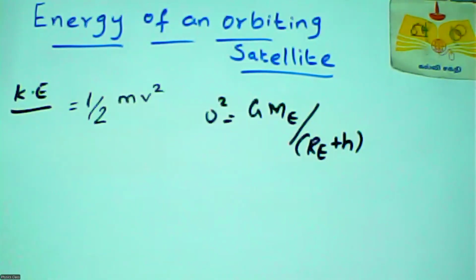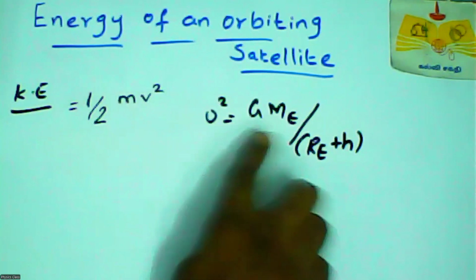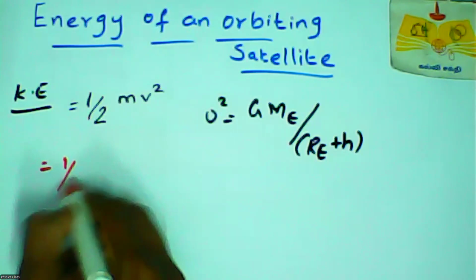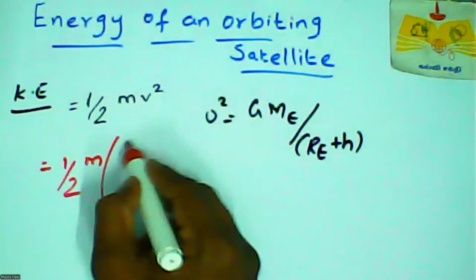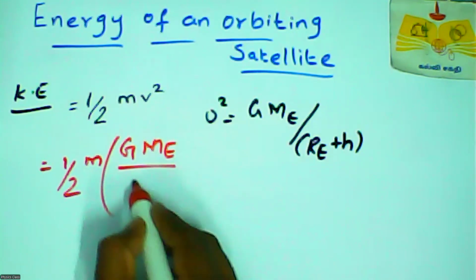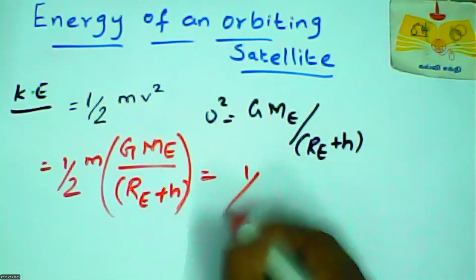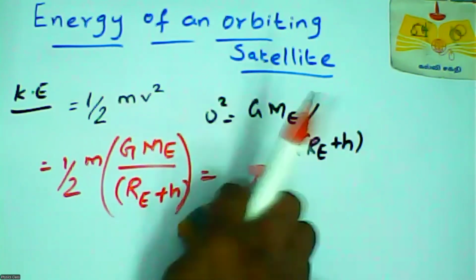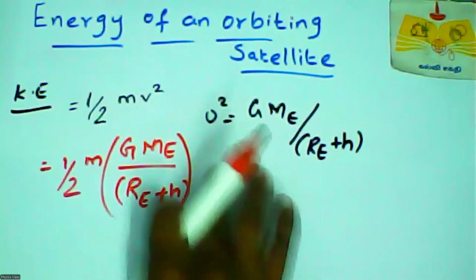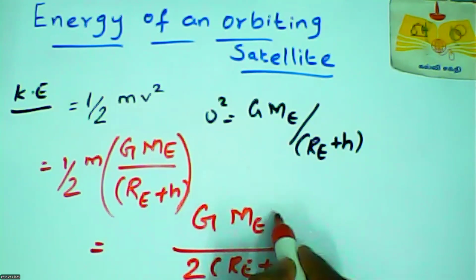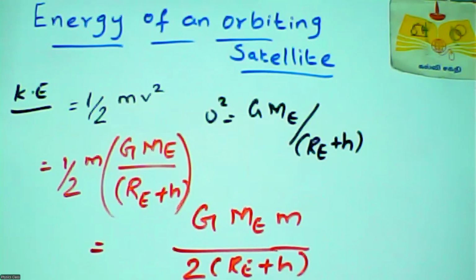So if we substitute the expression for v² into the kinetic energy equation, we get 1/2 m times v², that is GM_E by (R_E + H). So we can write it like that: 1 by 2 (R_E + H), and here GM_E into m. So this is the kinetic energy equation for this orbiting satellite.